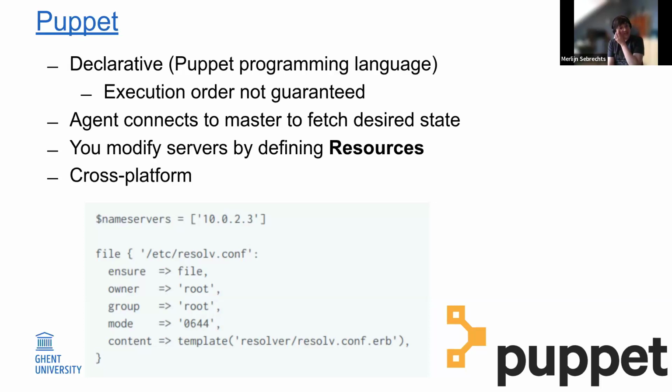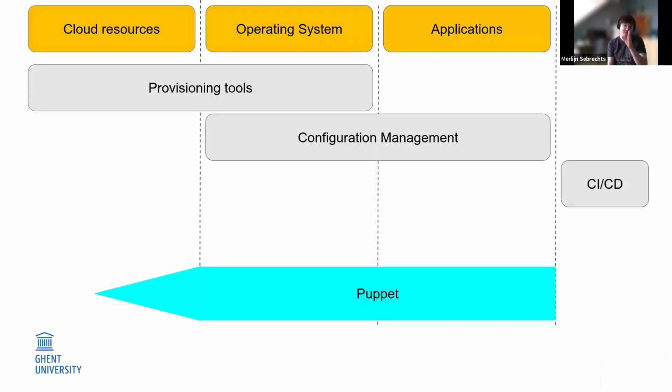Puppet is an agent system. An agent connects to a master to fetch the desired state, and you modify servers by defining resources. Puppet is also cross-platform, but in the same sense, most often than not, your desired state models will not be cross-platform, but you can use the same tool on multiple platforms. Puppet is also focused on managing operating systems and managing applications. It's not really focused on managing cloud resources. You can do it, but I wouldn't recommend it.